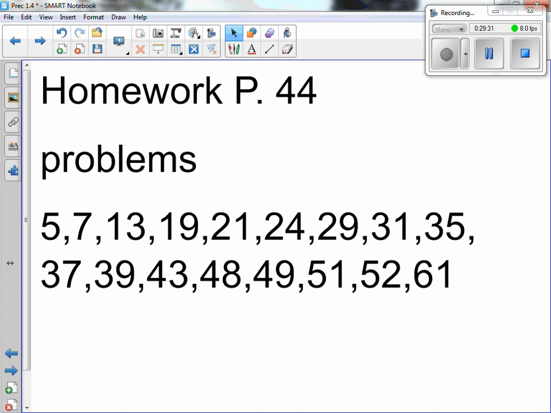So this is 1.4, so 5 and 7. So this is the homework for 1.4.